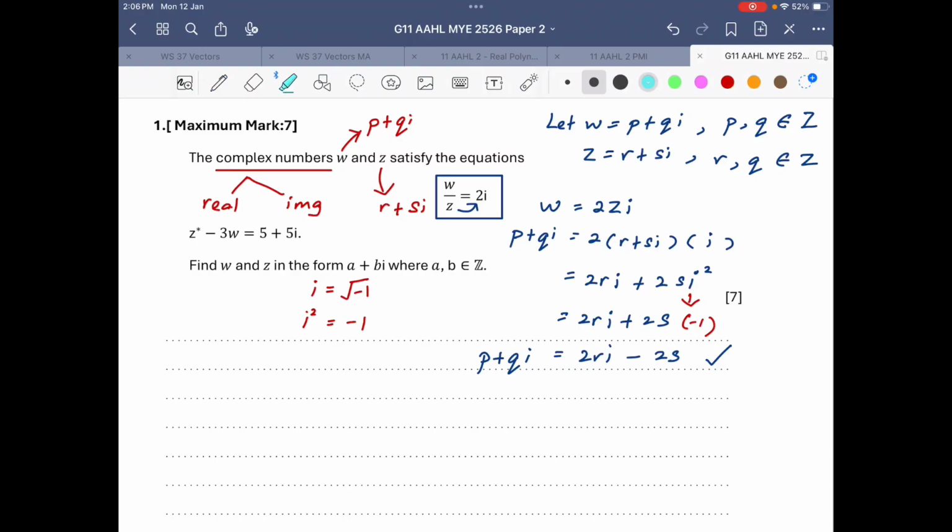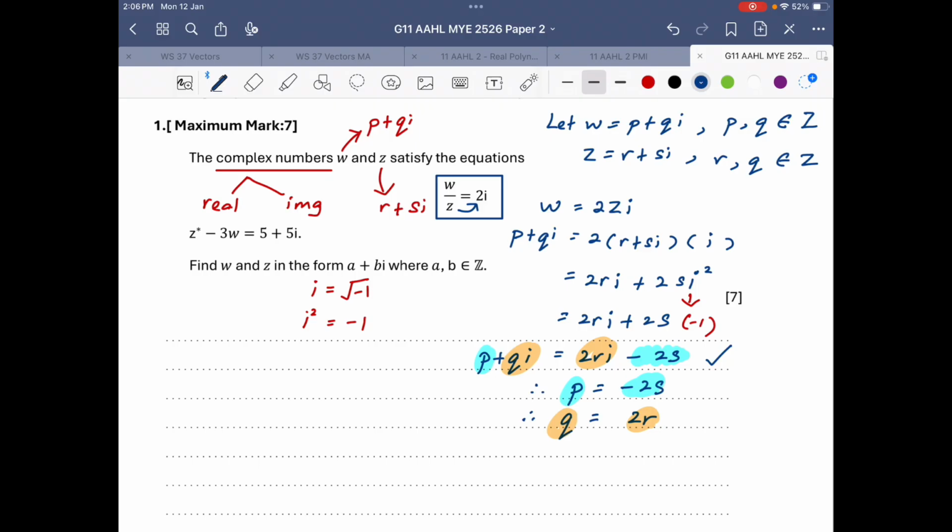Hence by comparing the real part, P is the real part here, and -2S is the real part here. They are the same. So we can say that P is the same as negative 2S. How do we know these are the real part? Because they are the only terms without the imaginary number i. Qi is the imaginary part, both terms with i. So we can say that Q is the same as 2R. We're taking the coefficient of it. Those are the conclusions.